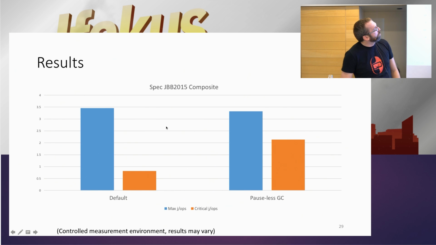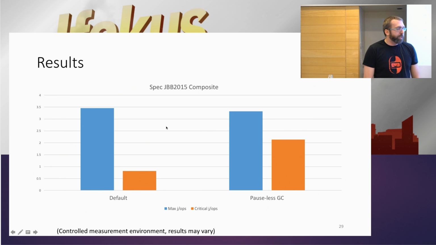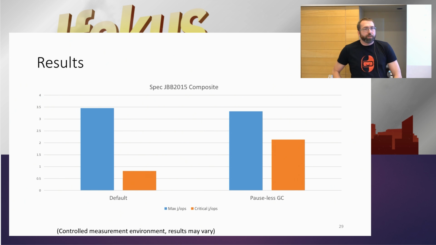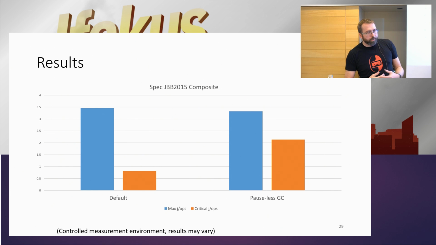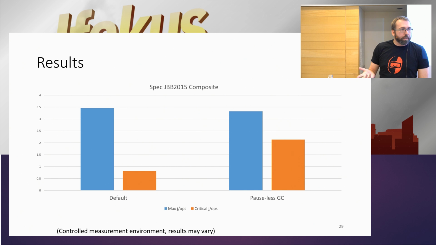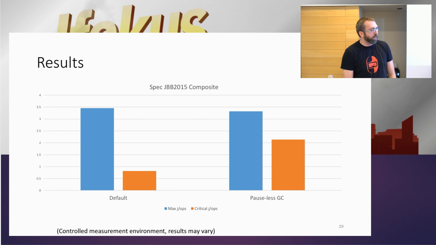So, some quick results here. On SpecJBB 2015, the reason we use this one, for people who haven't seen it, is that it has a max throughput that you can get, but it also measures what it calls critical JOPS, which is really dependent on pause times because it has to make service guarantees on how quickly the transactions can happen. So this is actually a good example for these types of GCs.